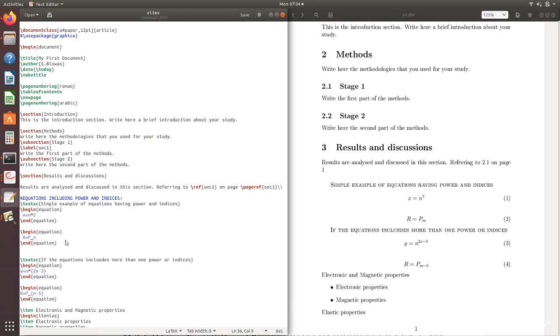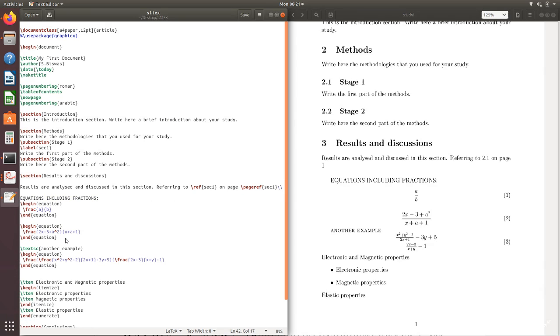So let us go to our next slide. In this slide we will learn how to write a fraction. The structural command should be written as begin equation and then end equation. This is the common structure, you know.